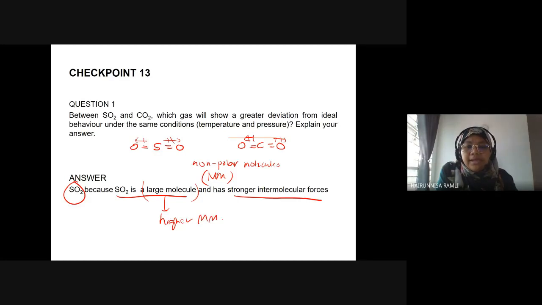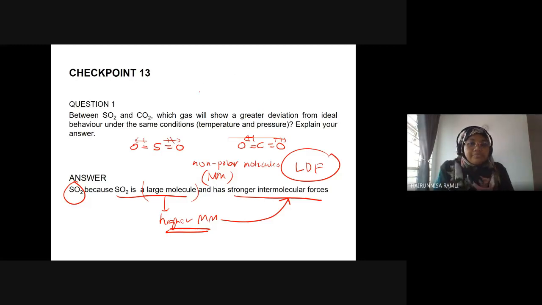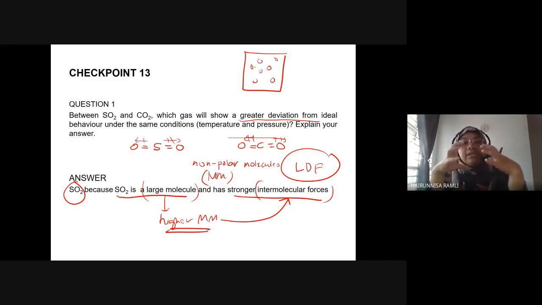So, bila dia higher molar mass, dia ada stronger intermolecular forces. Although dia dua-dua London dispersion kan? Sebab dia non-polar molecules. So, both have London dispersion. But since SO2 have higher molar mass, so of course, dia menang lah. Okay, so in this case, SO2 yang lagi strong intermolecular forces akan show greater deviation from ideal behavior. Maksudnya kan tadi saya mention dalam topik gases tu, kalau ikut ideal sepatutnya dia tak akan ada intermolecular forces. Dia tak nak jumpa pun sesama dia. So itu behave macam ideal gas. Tapi bila dia ada strong intermolecular forces kat sini, dia dah tak boleh nak behave as ideal gas. Okay? So that's why lagi kuat intermolecular forces, lagi besar deviation dia.